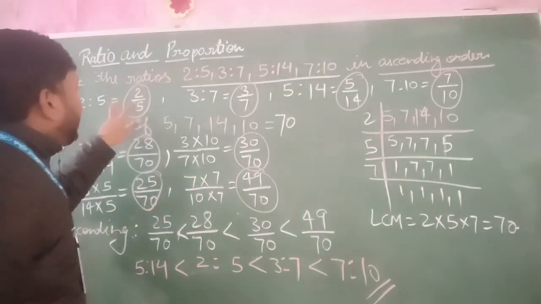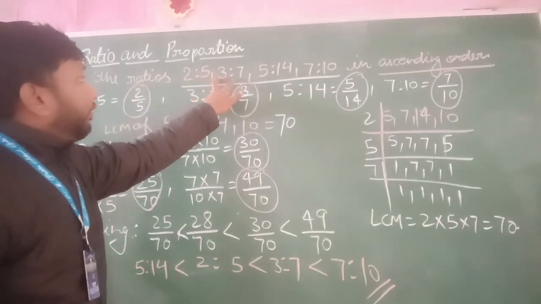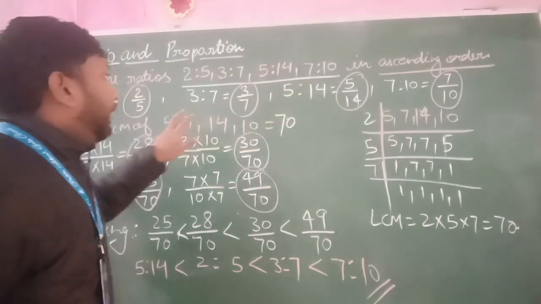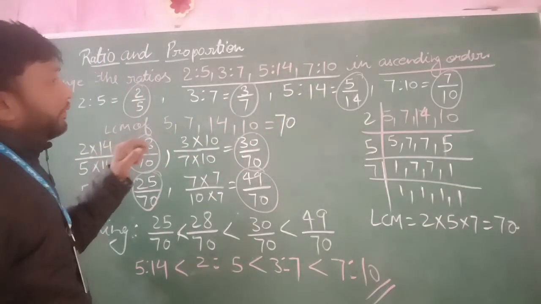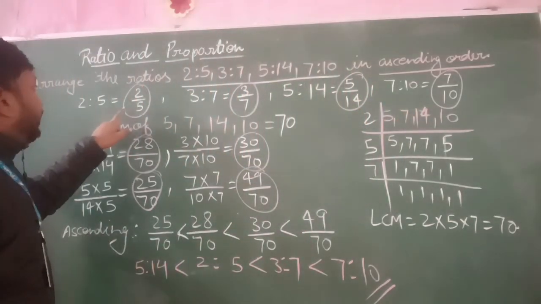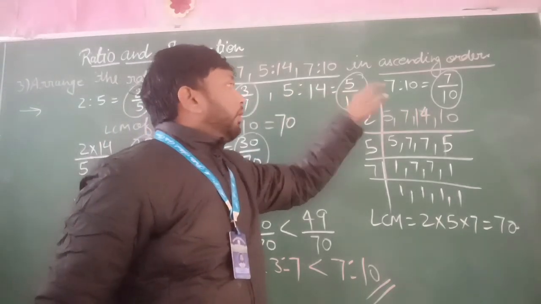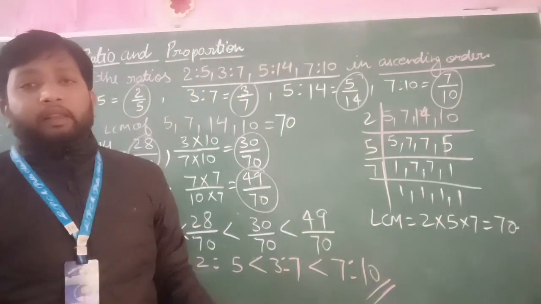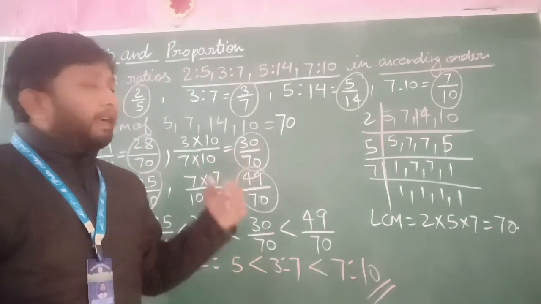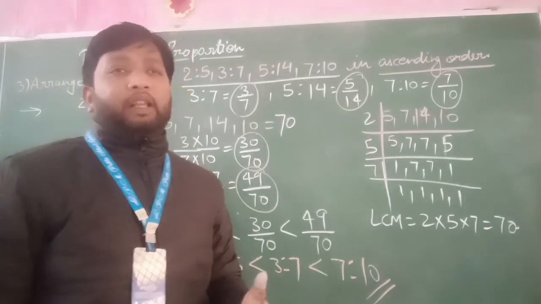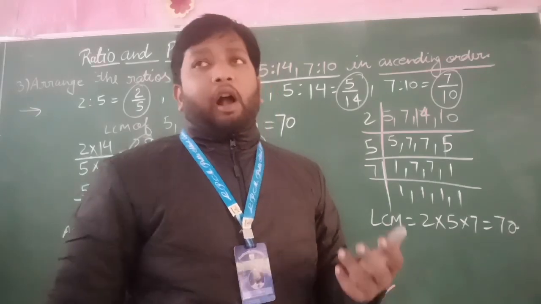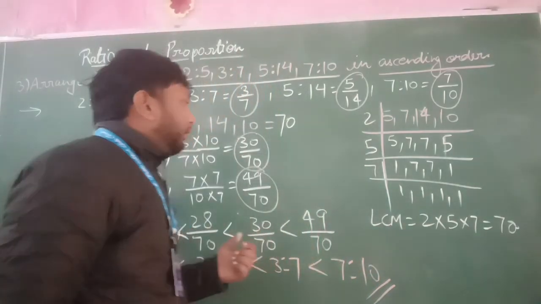So 2 ratio 5 we can write as 2 upon 5, 3 ratio 7 as 3 upon 7, 5 ratio 14 as 5 upon 14, and 7 ratio 10 as 7 upon 10. So here we have 2 upon 5, 3 upon 7, 5 upon 14 and 7 upon 10, and we have to write these fractions in ascending order. While writing in ascending order, the first step is to find the LCM. If we find the LCM, we make all the denominators the same, so that all the fractions are like fractions.